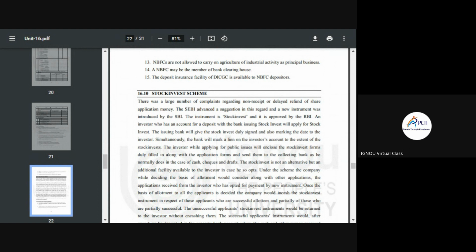Next one is the stock invest scheme. There was a large number of complaints regarding non-receipt or delayed refund of share application money. So SEBI advanced a suggestion in this regard, and a new instrument was introduced by the SBI. The instrument is stock invest, and it is approved by the RBI. An investor who has a deposit account with the bank issuing stock invest will apply for stock invest. The issuing bank will give the stock invest duly signed and also marking the date to the investor.